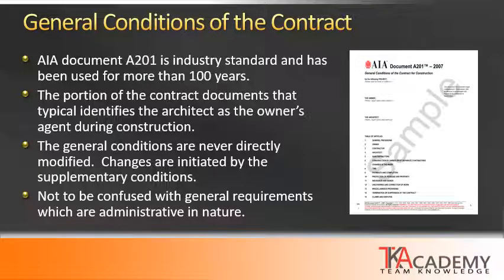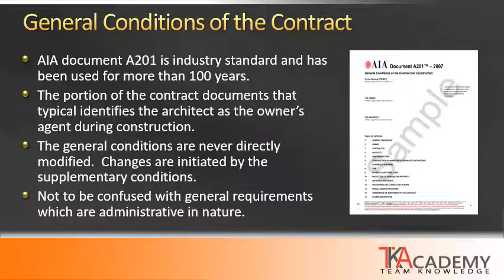So let's talk about what that means here briefly. During design, the architect is filling the role basically as a consultant or an advisor to the owner, developing the owner's project and developing the design for that. But when the project is bid and awarded to a general contractor for construction, now the architect's role changes to that of an agent, or being able to act on behalf of the owner in certain areas.